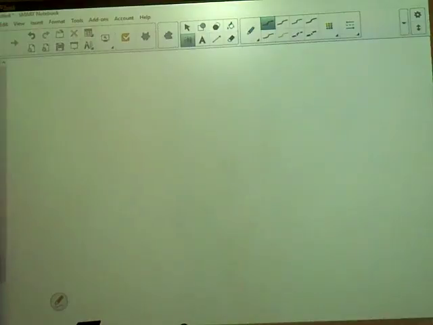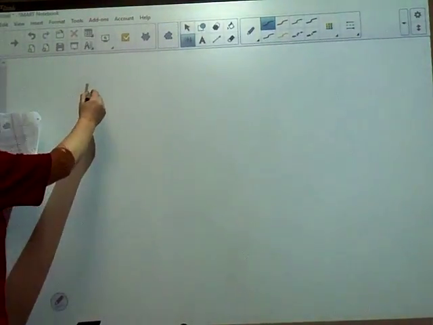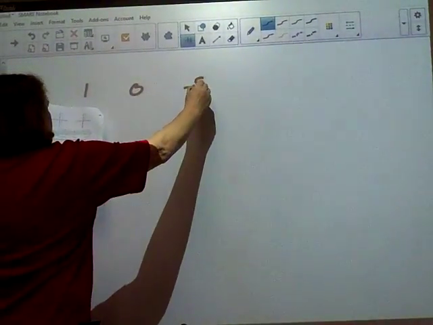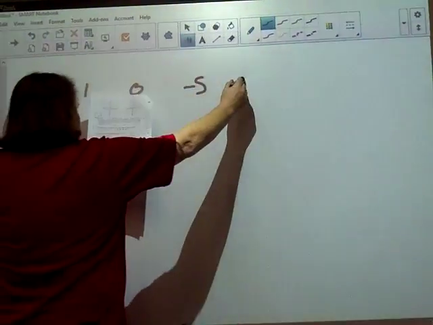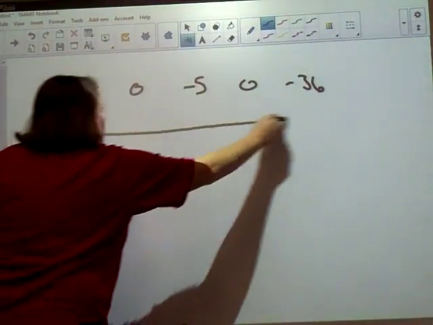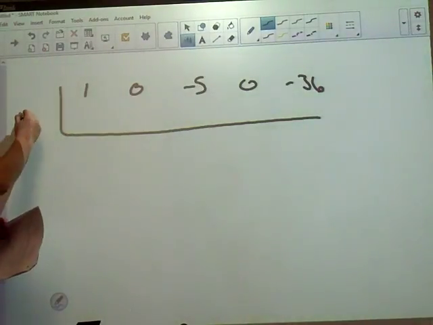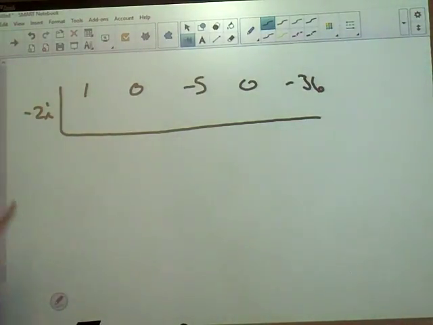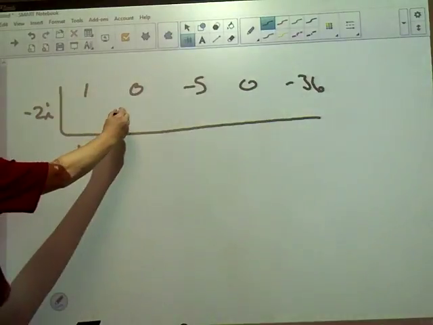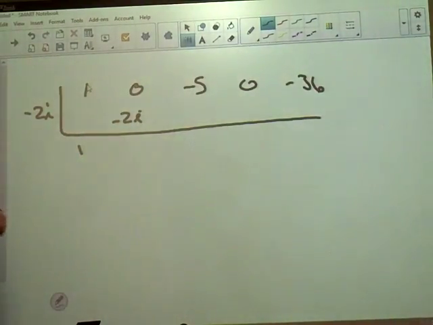Okay, you also have lots of zeros you have to plug in on your synthetic division, because you have a 1x to the 4th, a 0x cubed, negative 5x squared, 0x, and negative 36. It tells you that a zero is negative 2i, so we're going to have to multiply by i's. Drop your 1. 1 times negative 2i is negative 2i. Add 0 and negative 2i is negative 2i.